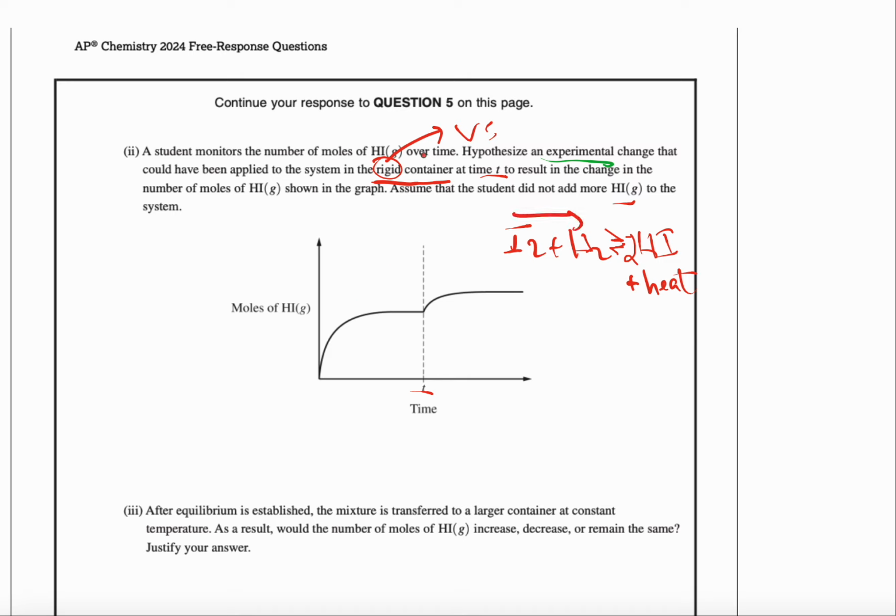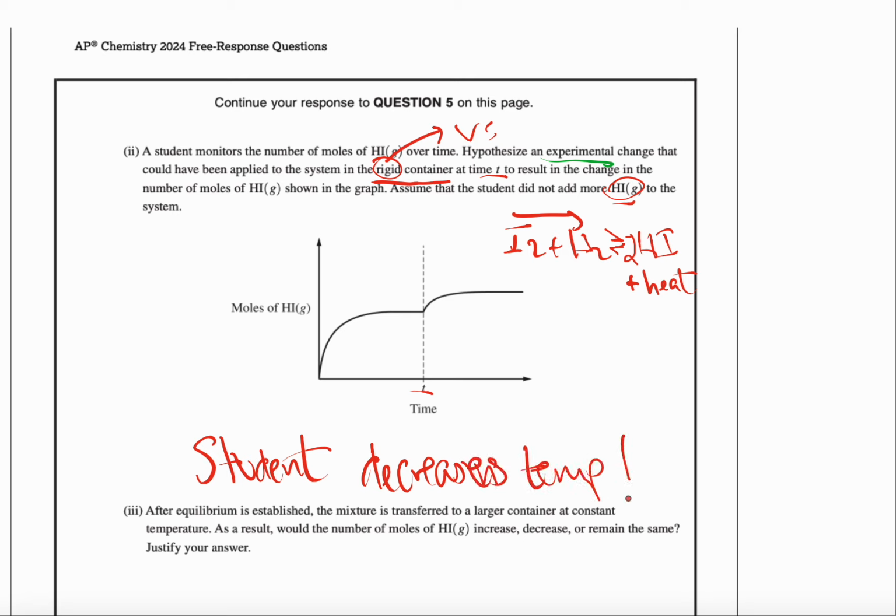So my hypothesis, and this is a good assumption to make, is that the student decreases temp. Okay, and just to walk through again, when we have the exothermic, we can treat heat as a product because it releases heat. So if you decrease temperature, it'll go to the right. If you increase temperature, it'll go to the left, because increasing temperature would push it in that direction.